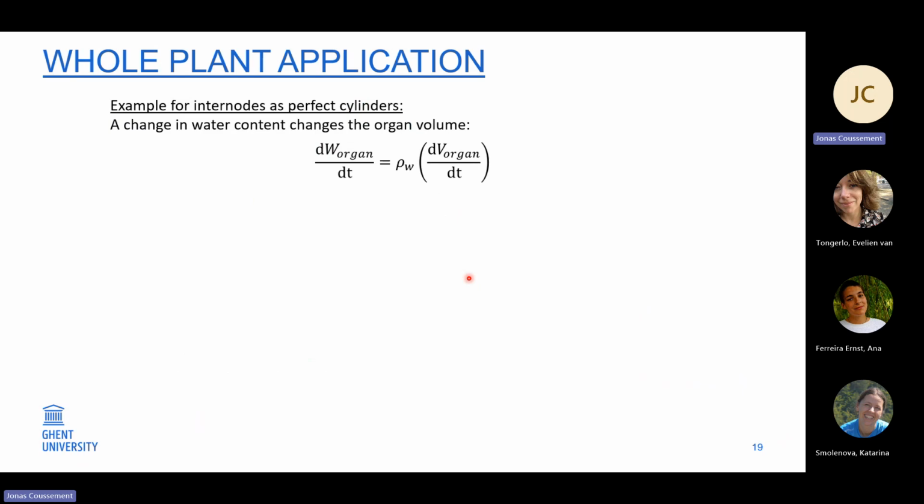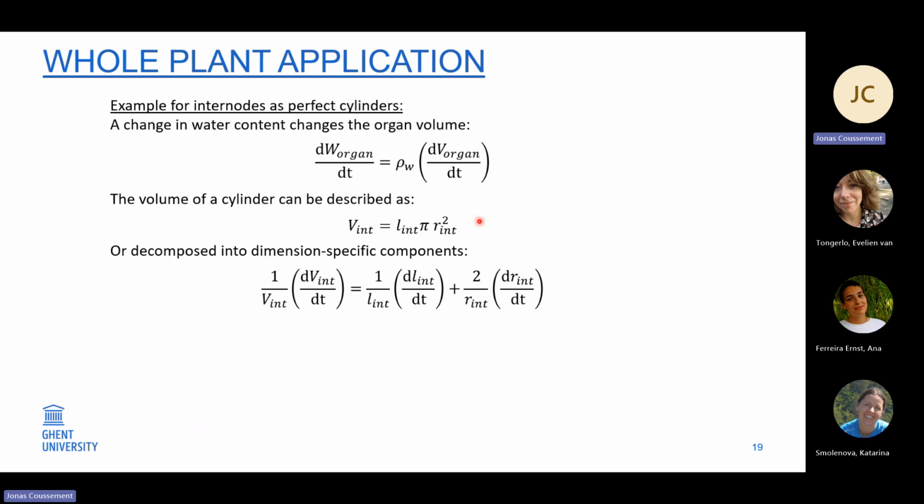And so now, here's a practical example of how we combine this all to get to a change in turgor pressure for a perfect cylinder. So assuming an internode can be modeled as a perfect cylinder, we start from the change in water content in our plant organ. And we know this relates to our change in volume, in our plant volume. And then we know the volume of a cylinder can be described as just the length times pi times the radius squared.